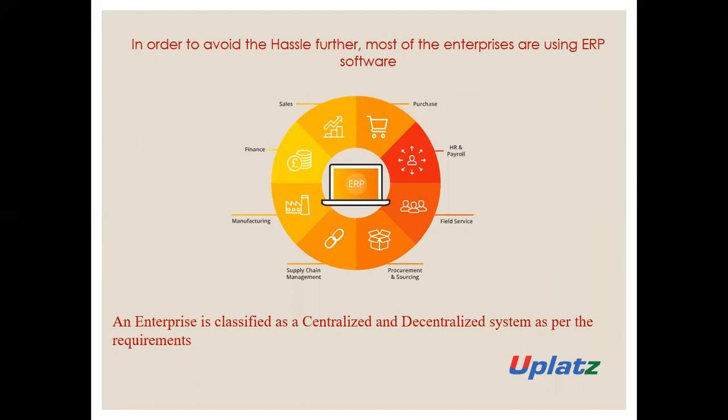In order to avoid this hassle and not lose sales, most enterprises are using ERP software nowadays. So let us see what this ERP software is. An enterprise is classified as a centralized or decentralized system as per requirements. When a company works with an ERP system, under one application they have purchase, HR and payroll, field service, procurement, supply chain management, manufacturing, finance, sales, etc. under one roof.